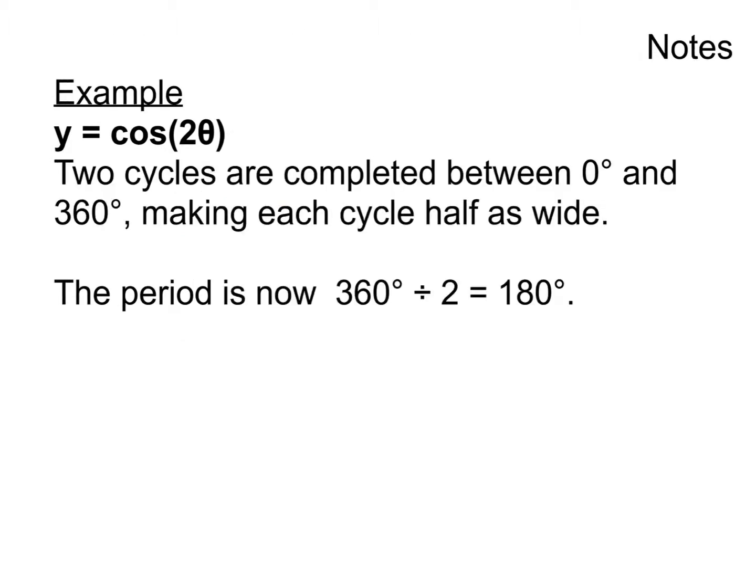Now to give a little bit more detail, here's a little bit more notes to put down. So again, take a moment, pause it, put this into your notes, because it just explains a little bit more detail how that 2 is working here. Because notice what the 2 does. The 2 means that we complete 2 cycles between 0 and 360.